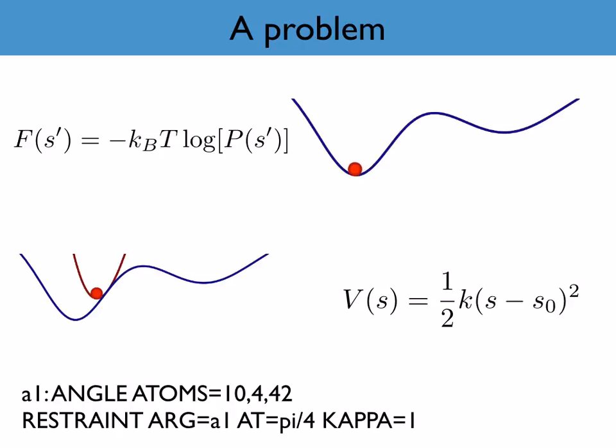In the example input shown below here, the bias is a harmonic restraint, like that in the equation. This restraint acts on the angle between the vector connecting atoms 4 and 10 and the vector connecting atoms 4 and 42. The potential has a minimum at pi over 4, and as a result forces the system to spend the majority of its time in configurations where the angle between the two vectors is close to this value.